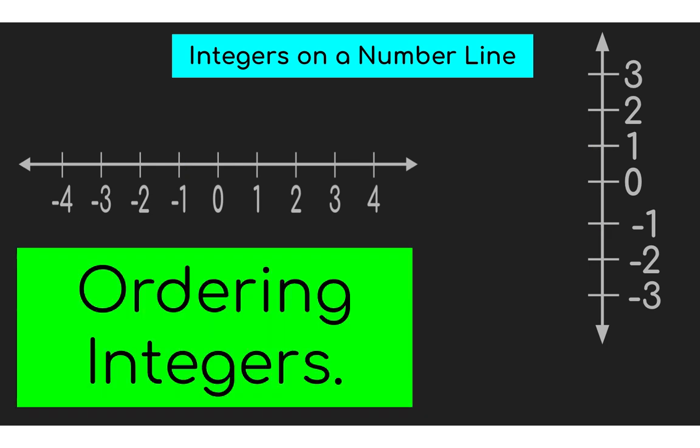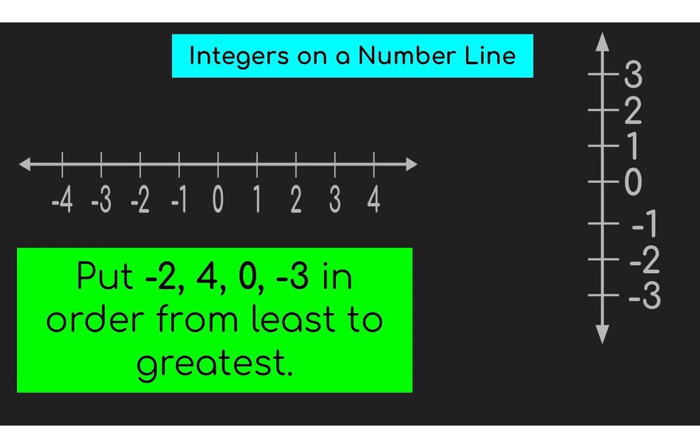All right, so ordering integers on a number line, again, is just about putting them where they belong. So the first thing we would do is just simply plot like we've been doing. So I can put -2, 4, 0, and -3. Same old thing over here, -2, 4, 0, and -3. So the same thing, and then we would just write them out.